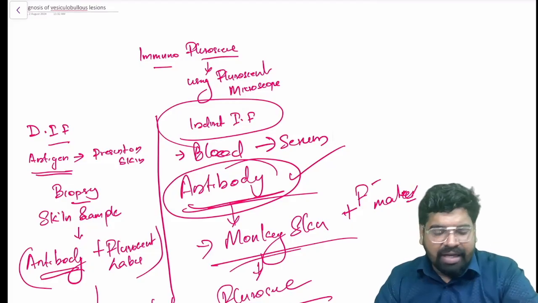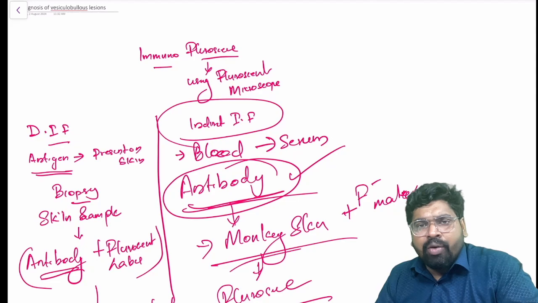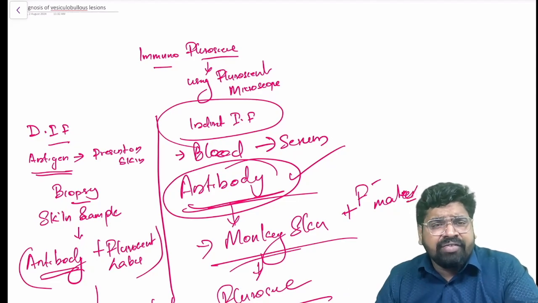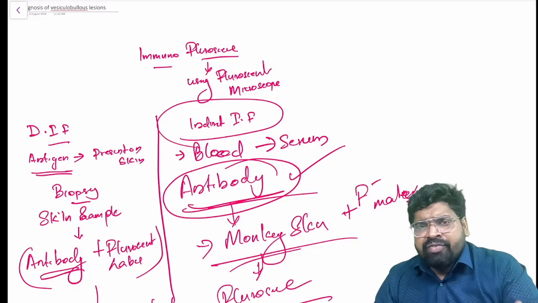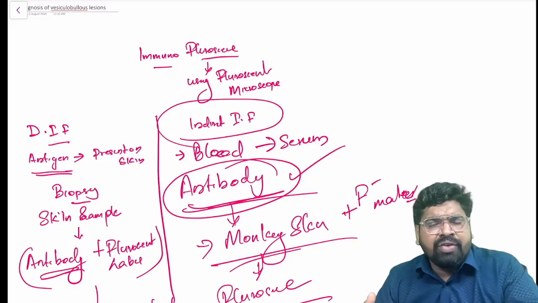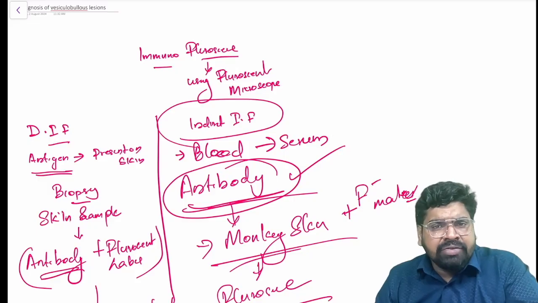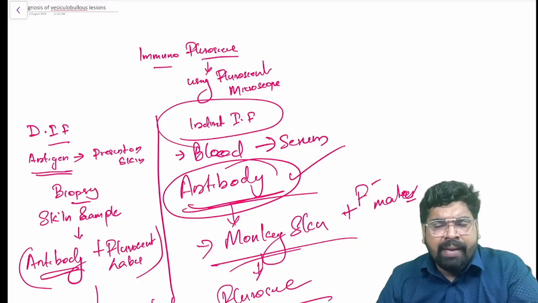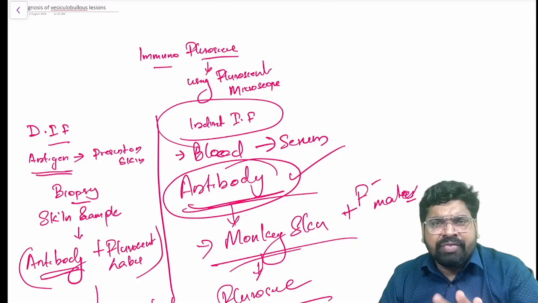You will see this in your options: DIF of pemphigus, DIF of pemphigoid. When you see the other videos, you can see how the DIF works and how it helps in diagnosis. So that's about the diagnosis part of the vesicular bullous lesions.